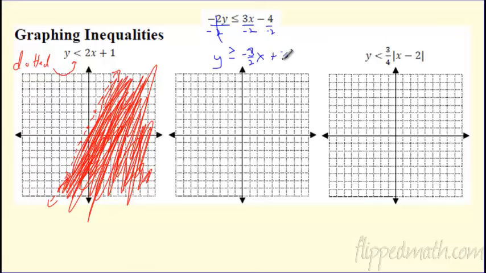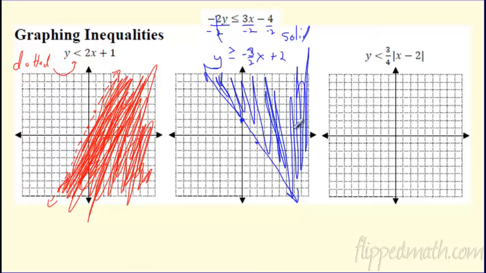It flips the inequality. So really this is up at positive 2 and it goes down 3 over 2. Is this solid or dotted? This is a solid line because it has the equal to. It can equal it. So I'm just going to do a straight line through there. Just like that. And where I'm going to shade, it's greater than, it's above, so I'm going to shade everything above this line. Shade it up. There it is. Fantastic.